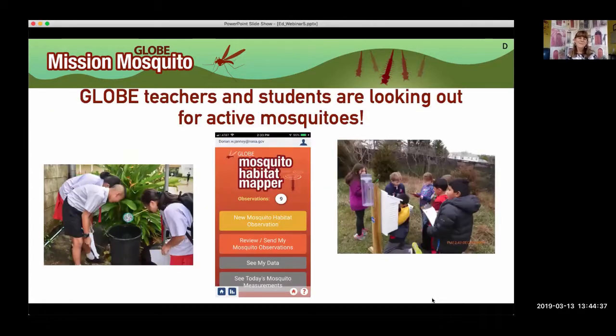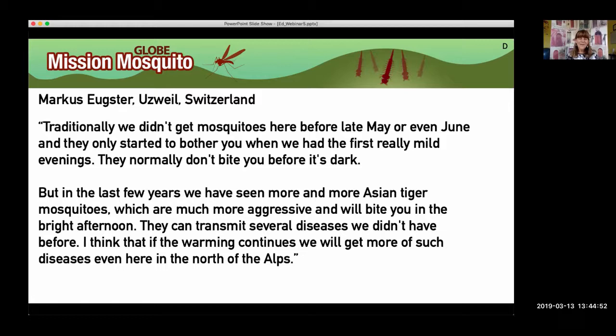Next slide, please. And we're going to stop. No, we'll continue with this part, and then Andrew will take us on a quick tour. So GLOBE teachers and students are looking out for active mosquitoes. Next slide, please. I reached out to a couple of my GLOBE friends around the world and asked them, when are you expecting active mosquito season, and what are you and your students doing to make these observations?